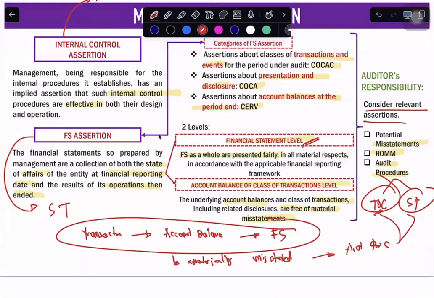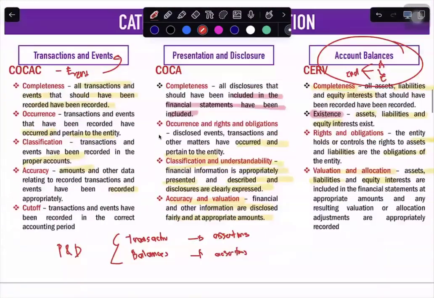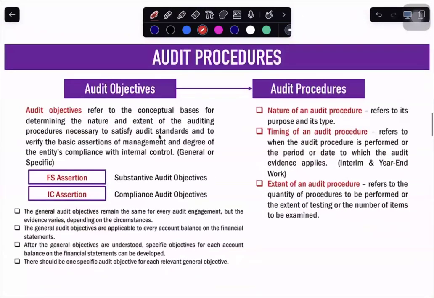So whether FS level or transaction level assertion. If ever we are testing balances, then we look into the balances assertion. If we're testing transactions and events, then we use the transactions and events assertion. So audit procedures are tied up with your audit objectives.